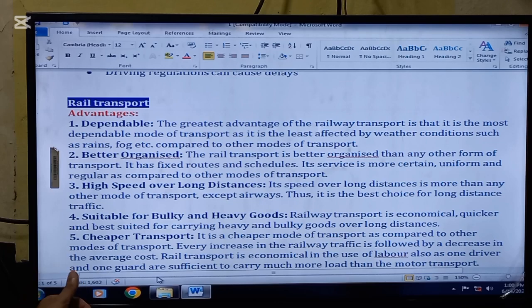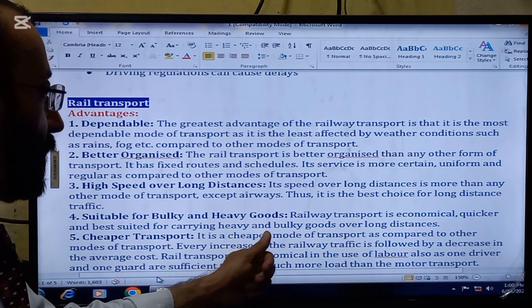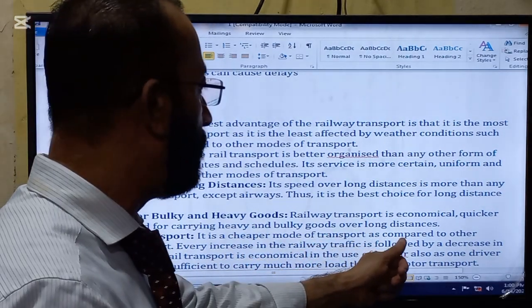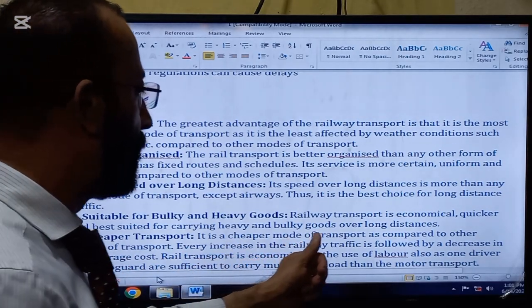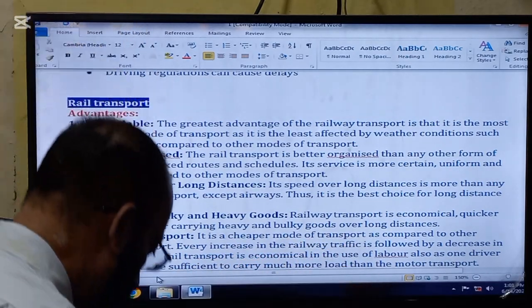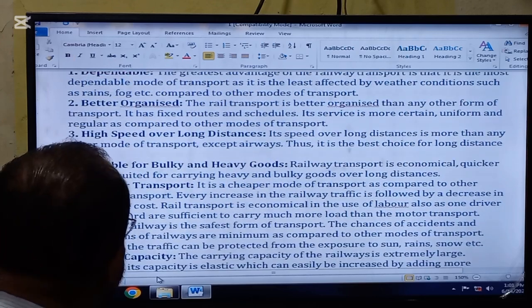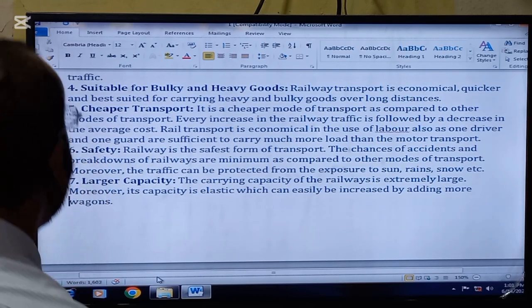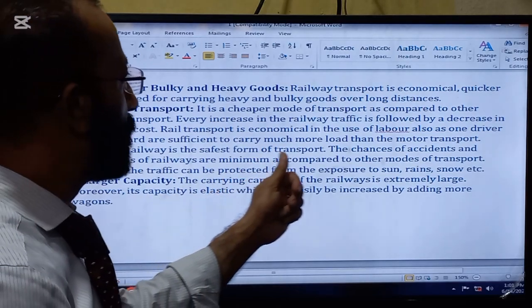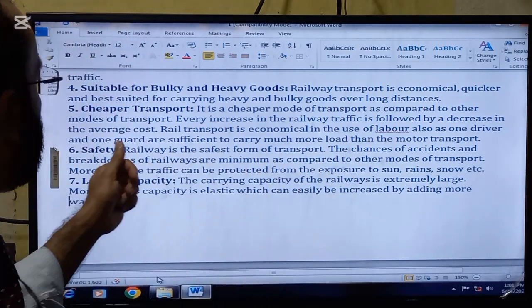Next is suitable for bulky and heavy goods. So railway transport is economical, quicker, and best suited for carrying heavy and bulky goods over long distances. Next advantage is cheaper transport. It is a cheaper mode of transport as compared to the other modes of transport.